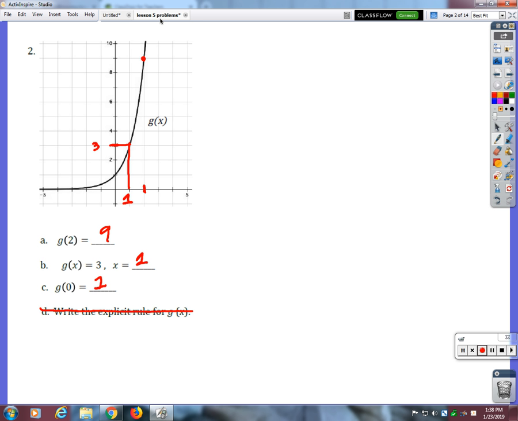Because remember, g of x is just a way of saying y. So if g of x equals 3, that's saying y equals 3, what is x? So I'm going to go up to 3 on the y-axis and then go over to the graph and then down to the x-axis. So that gets me 1. This one is saying if x equals 2, what is y? So you go to 2 on the x-axis.